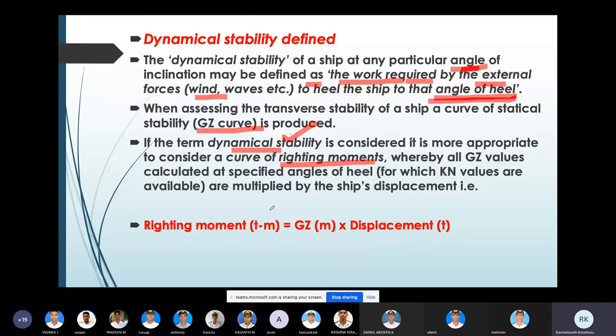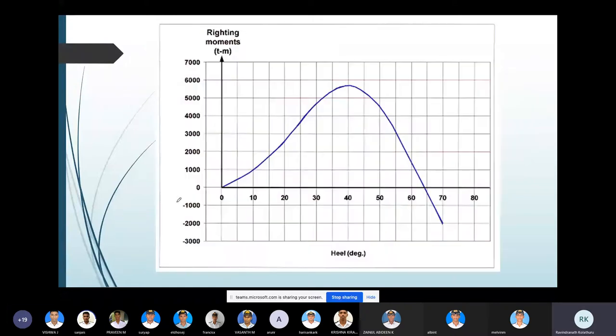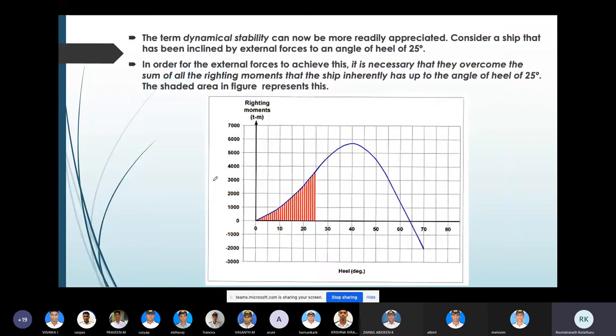To find righting moments is GZ into displacement. So we know the GZ values multiplied by displacement give you the righting moments. So we'll be plotting a graph between angle of heel and righting moments. Once we plot this graph, with this we will be knowing the dynamical stability. So now let's take an example. Now the dynamical stability can be more readily appreciated.